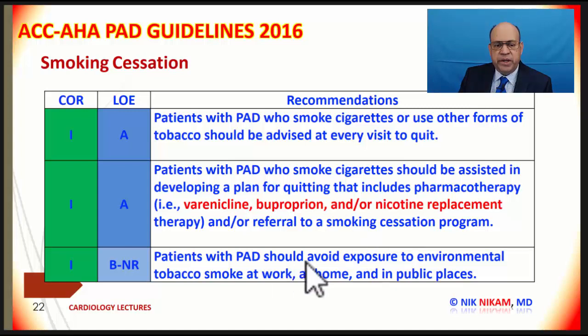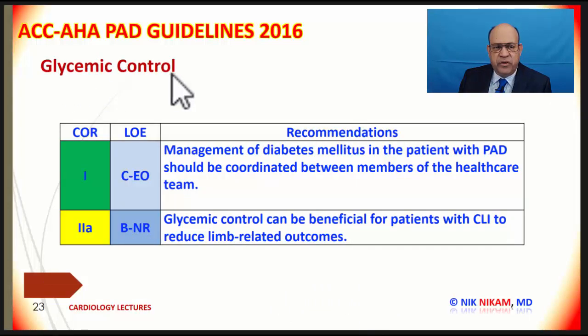Patients with peripheral arterial disease should also make every effort to avoid secondhand smoke at work, at home, and in public places. Glycemic control. Now we are talking about diabetes. As I showed you earlier, diabetes increases the risk of peripheral arterial disease by 4.5-fold. So it makes sense to control diabetes.